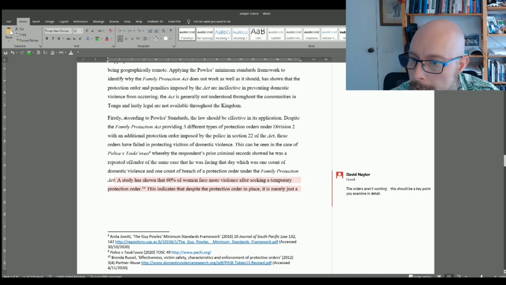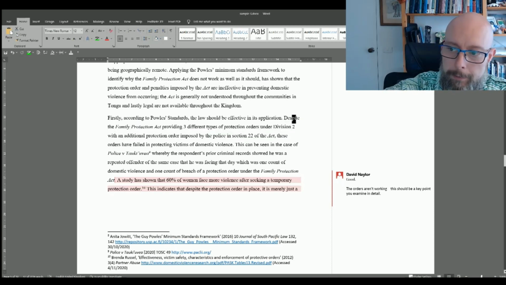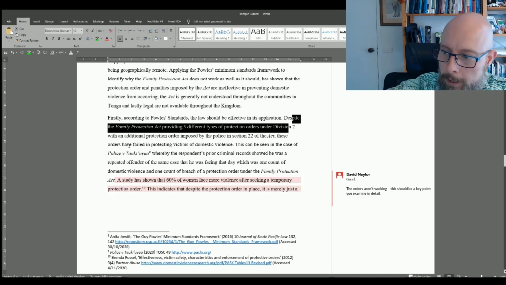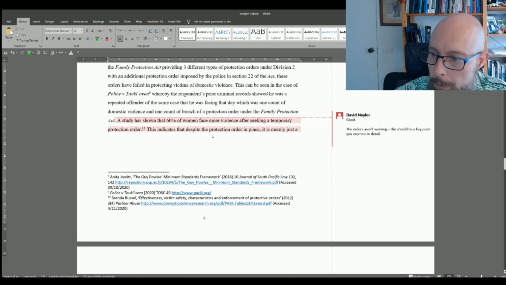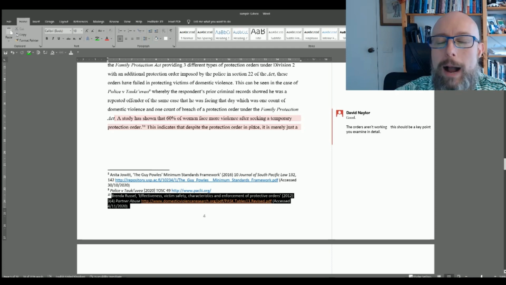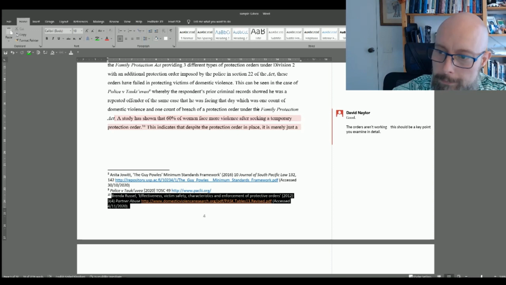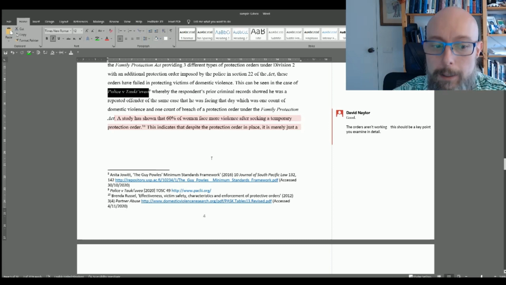And what do we say? Well, it should be effective. Well, is it effective? The Act provides different types of protection. These orders have failed. This can be seen in this case, which is a good example. And here's an actual study. Oh my goodness. Wow. If even 1 in 5 of you could actually cite evidence like research or hard cases, it doesn't have to be a legal case, it could be a case study, that would just be amazing.